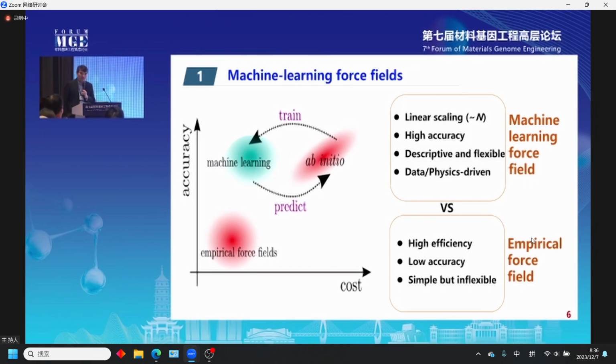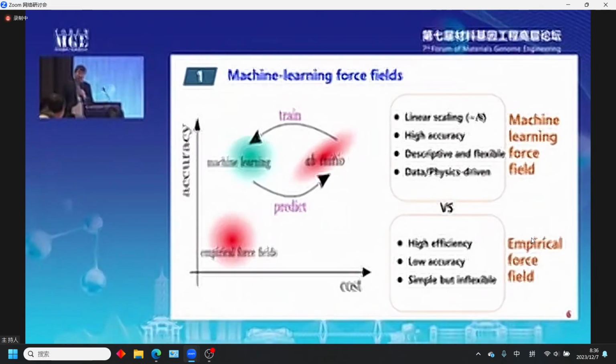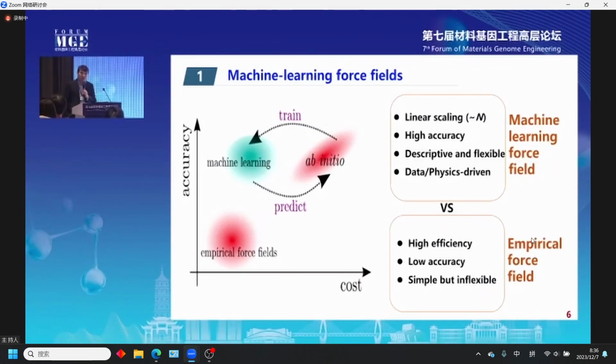And during the past 10 years, people also tried to combine ab initio calculation with machine learning together. We call it the machine learning force field. They can achieve nearly linear scaling, with high efficiency and high accuracy. And this kind of potential is also descriptive and flexible, compared with physics-driven models.